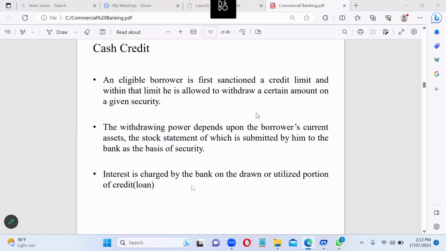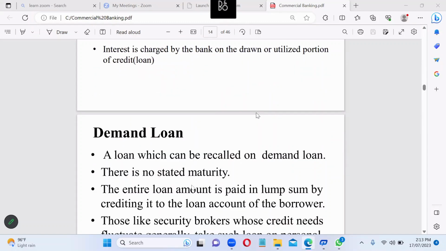For the cash credit also, the interest rate is charged by the bank on the drawn or utilized portion of the credit. Whatever amount you are asking from the bank, they charge some percentage of interest for the cash credit. You have to show your security also here.